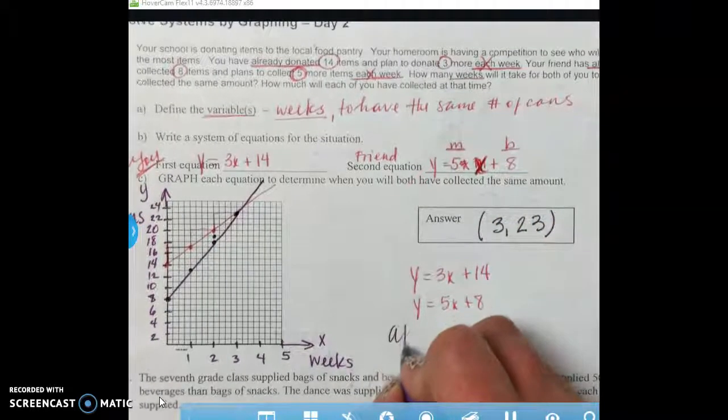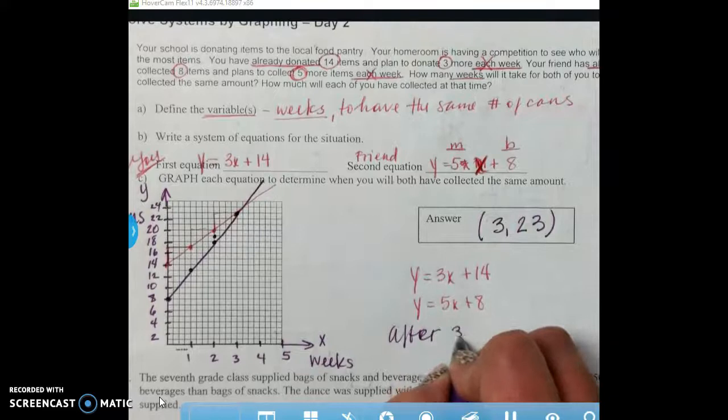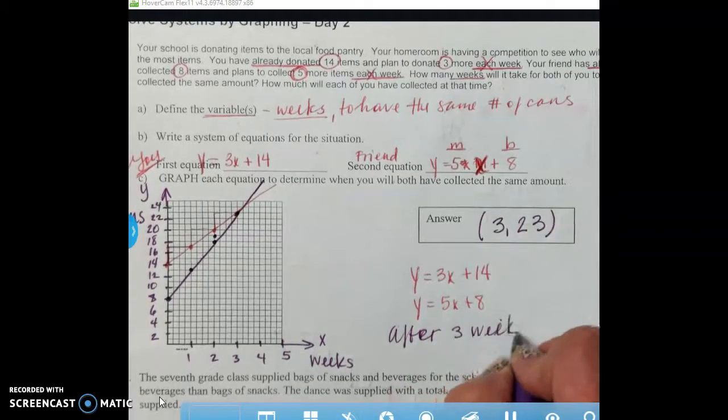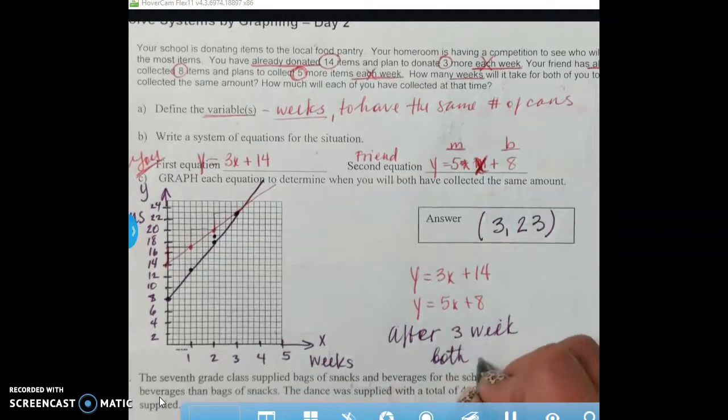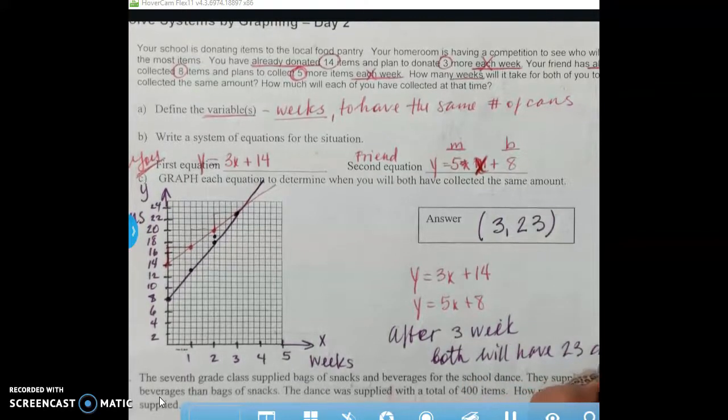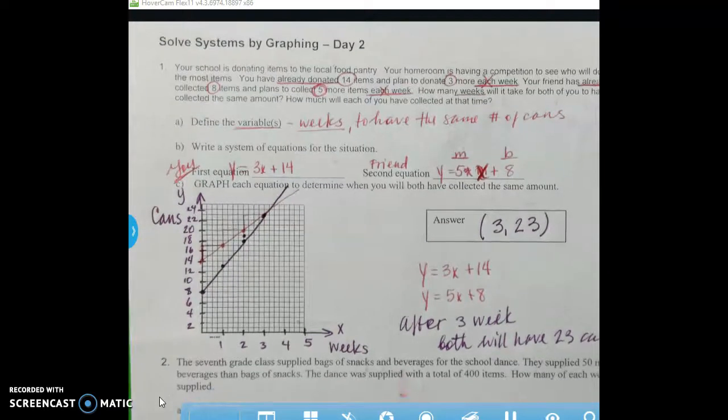What does it mean? After 3 weeks, both will have 23 cans. And here you are. This is your system of equations where 2 situations are being analyzed and compared on the same graph. The point of intersection is very important because it shows what values make this information the same. And after this, the growth will continue on its own path.